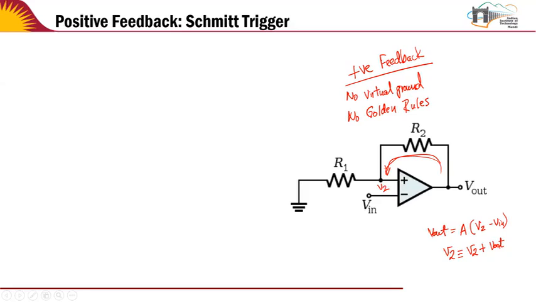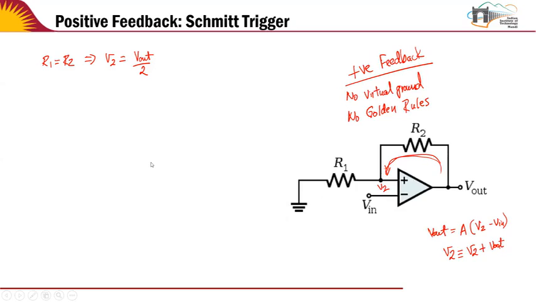Okay, so let's see how the Schmitt trigger will work. There is something called hysteresis that happens here, and I'll explain what it means shortly. Let us consider the case that R1 equals R2. That means what is the value of V2? If R1 equals R2, this is a resistor divider network. On one side I have Vout, on the other side I have ground. So V2 is equal to Vout divided by 2.